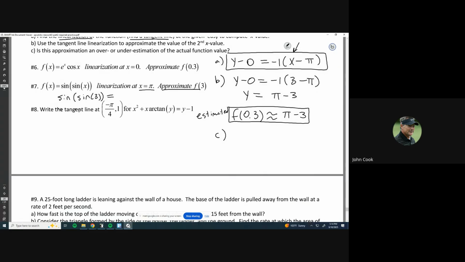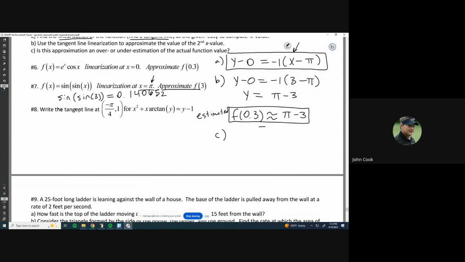Let me use my calculator one more time. It's probably in radian mode because we have pi, so make sure you're in radian mode first. And I am, okay. So then let's do sine of 3. I get 0.140652. And let's see what pi minus 3 is.